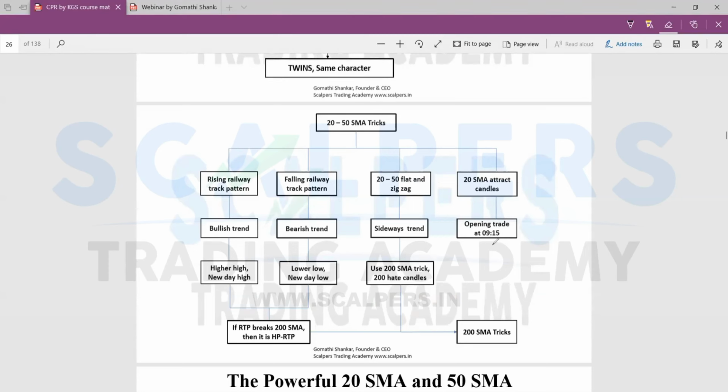So initially focus on the opening trade. Practice slowly. After that, you yourself will gain confidence. After that, you can trade as you wish. After that, no restrictions for you. You can trade as per your wish. So now we have completed all the 20 and 50 SMA tricks.